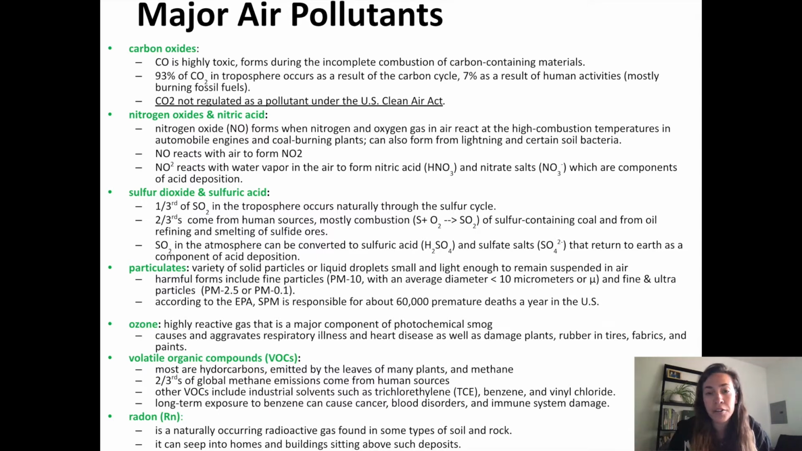And then finally, the other major air pollutant that we worry about is an indoor pollutant called radon. This is a naturally occurring pollutant that's found in our soils and our rocks. And it can seep into the basements of homes and buildings, and it's radioactive, so it's going to cause issues associated with exposure to radiation.